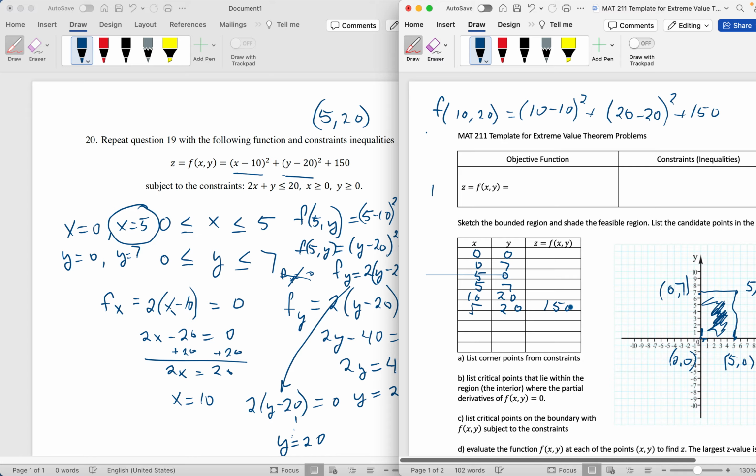Now, if that ends up being the biggest z value, that would be our maximum. If it was the smallest z value, it'd be the minimum. If it's in the middle of a bunch of other numbers, it's nothing. Because all we're doing is absolute max, absolute min. Do that with each of the points, and then we just figure out which one's which. And that's the extreme value theorem.